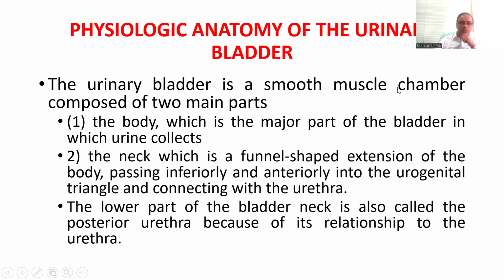The urinary bladder is a smooth muscle chamber composed of two main parts: the body and the neck. The body is the major part of the bladder in which urine collects, and the neck is a funnel-shaped extension of the body, passing inferiorly and anteriorly into the urogenital triangle and connecting with the urethra. The lower part of the bladder neck is called the posterior urethra because of its relationship to the urethra.